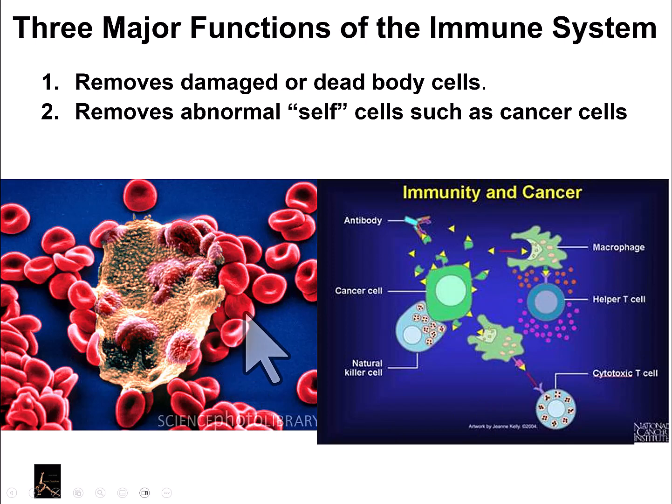These are old red blood cells. Remember, they have a lifespan of about 120 days, and then the old ones are going to be broken apart and destroyed by cells such as the macrophages. Number two, it helps to remove abnormal cells such as cancer cells. We're going to see that the immune system plays a pivotal role in removing cells that become cancerous from your body.